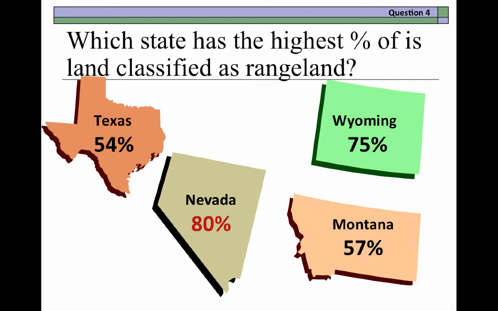Other states that we see pretty high percentages in are going to be Wyoming, which is 75% rangeland, Texas is 54% rangeland, and Montana is 57%. The interesting part about Texas is that even though 54% of that state is rangeland, only 3% of the total acreage in Texas is federally owned. So they have a lot of private rangeland in Texas, which makes management a lot different.